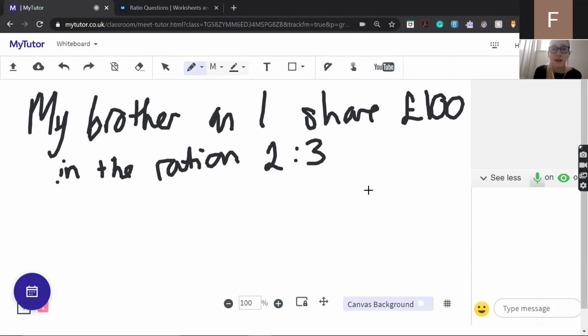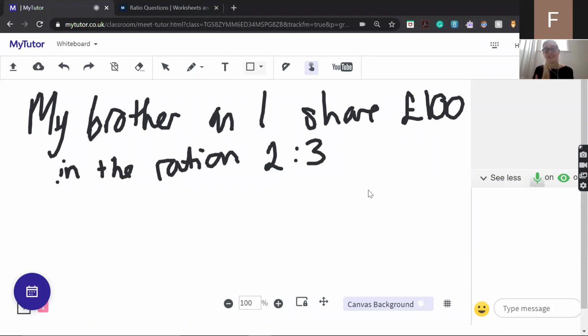This means, so it's always in the way that you read it. So my brother is the 2 and I'm the 3. I get more because I'm older, right? So this means that for every 2 chunks, so maybe for every £2 my brother gets, I get £3. That means that for every £20 my brother gets, I get £30. Just a kind of a scalar thing. It's just for every 2 of something he gets, I get 3 of it.